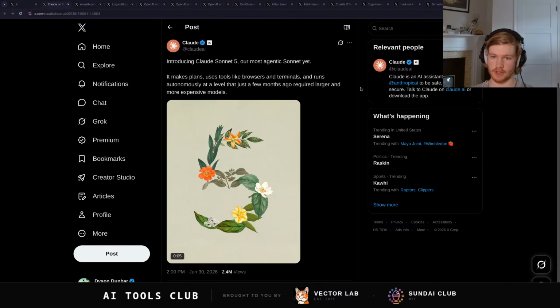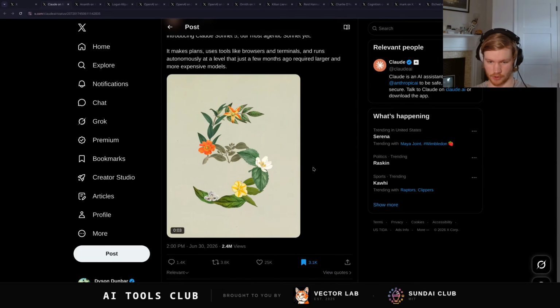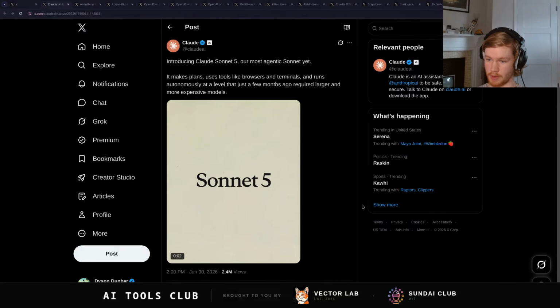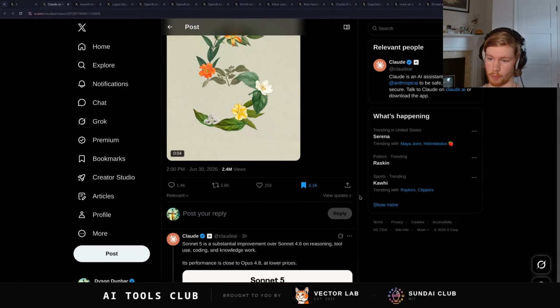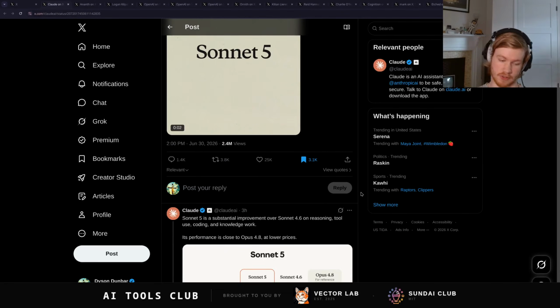We'll start with Sonnet 5. This was released earlier today, 2 o'clock, so about 3 hours ago. It's been a while since we've seen a Sonnet refresh. I believe it's been since around the start of the year with Sonnet 4.6, and the model has definitely started to feel outdated.